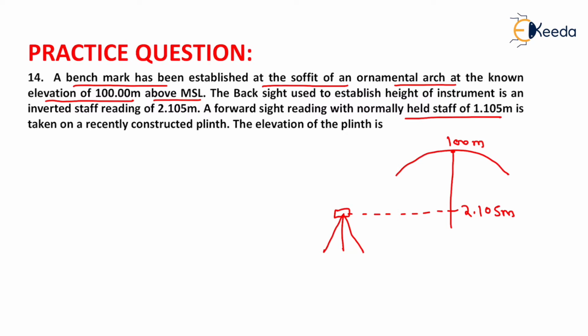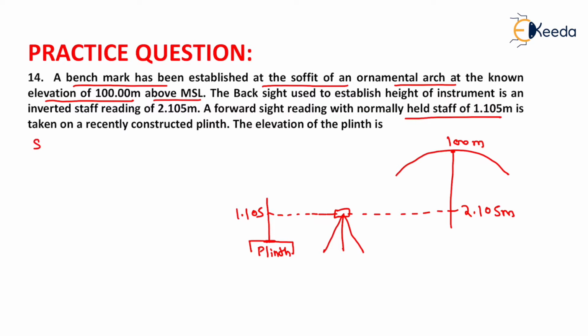It means that here a recently constructed plinth is like this, that is the plinth, and the staff reading on the plinth is equal to 1.105 meter. The elevation of the plinth is asked, it means that we need to find the RL of the plinth.